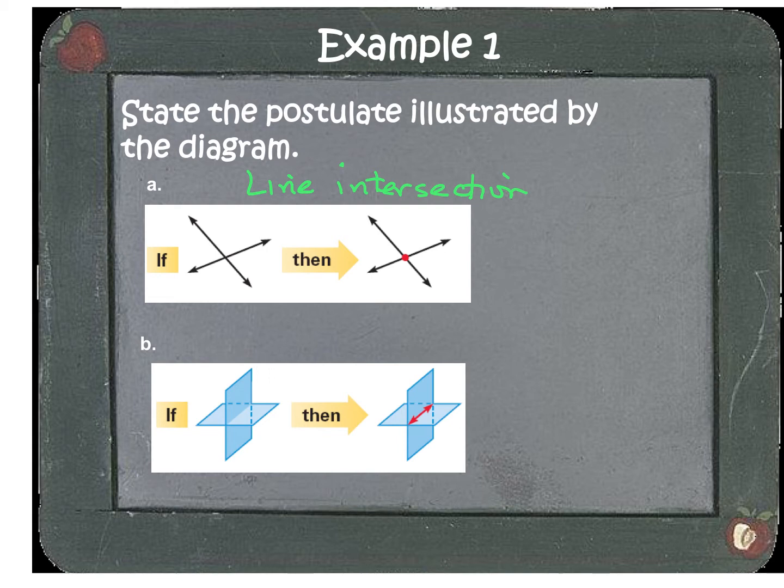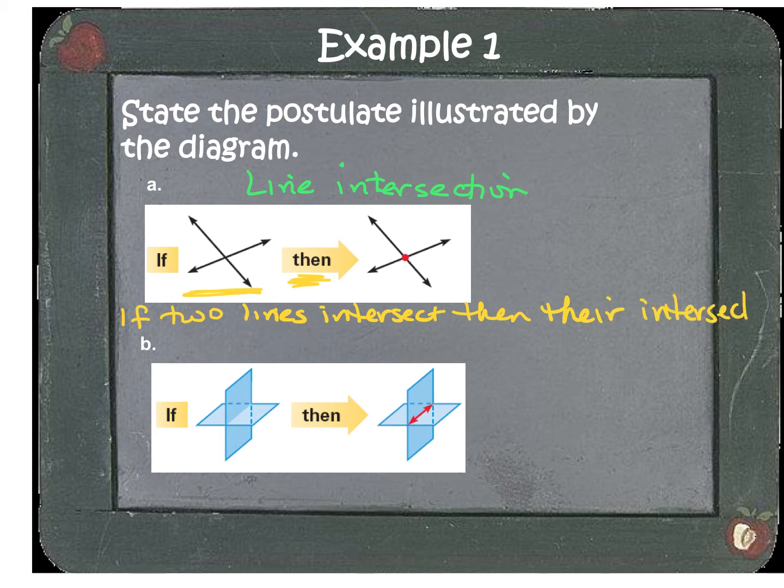So what I see here is if, and then now I have a picture of two lines. So if two lines intersect, so I have two intersecting lines in the first picture right here, then, and we got the word then, their intersection is exactly 1 point, which is what's in red. That's what the line intersection postulate states.